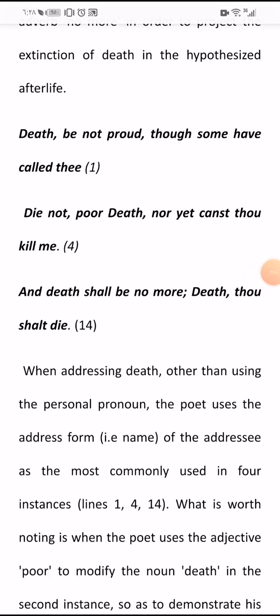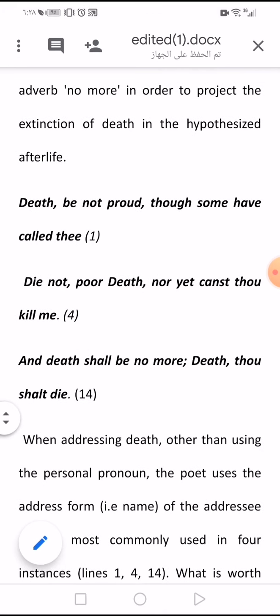Death, be not proud, though some have called thee. Die not, poor death, nor yet canst thou kill me. And death shall be no more, death thou shalt die. Here the poet uses the adverb no more in order to project the extinction of death in the hypothesized afterlife.